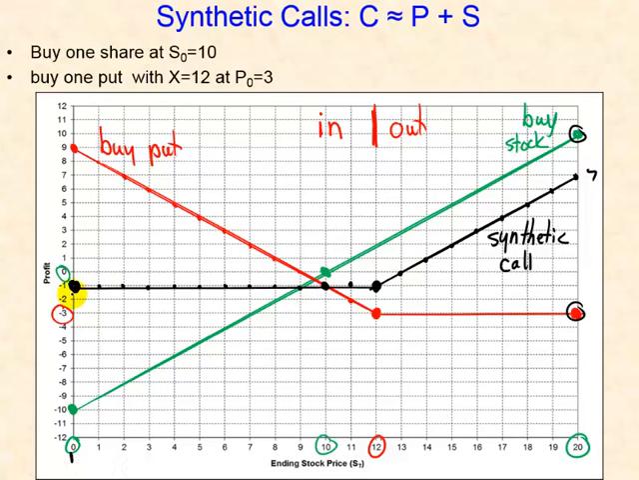So we plot the black line, which is the combined payoff from buying a share of stock and buying a put option. And we notice this black line, which we're calling the synthetic call, has a shape identical to the plot we made earlier from buying a call option. So that's how we create synthetic calls. We buy a put and we buy a share of stock. This concludes our discussion of basic option strategies.